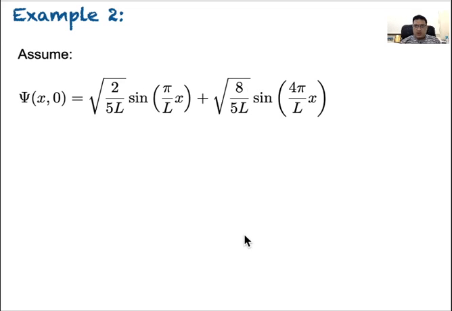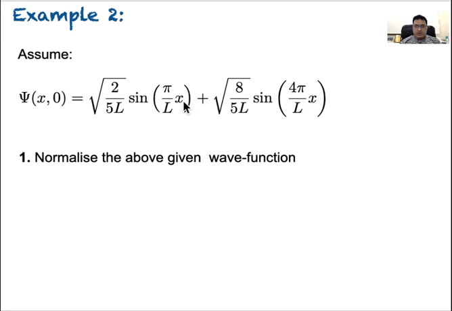Okay, now this is your example 2, where your psi of x, 0 is given as square root of 2 over 5L sine pi over L times x plus square root of 8 over 5L sine 4 pi over L times x. Okay, this is given to you. Now we need to normalize this wave function. The easiest way to normalize this wave function is to rewrite it in terms of the particle in a box.